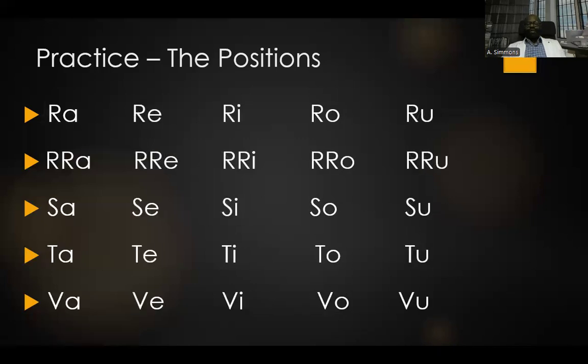Ra, re, ri, ro, ru. Ra, re, ri, ro, ru. Sa, se, si, so, su. Ta, te, ti, to, tu. Va, ve, vi, vo, vu. And just practice that, because this is going to help you to read as well as spell and eventually speak and write.